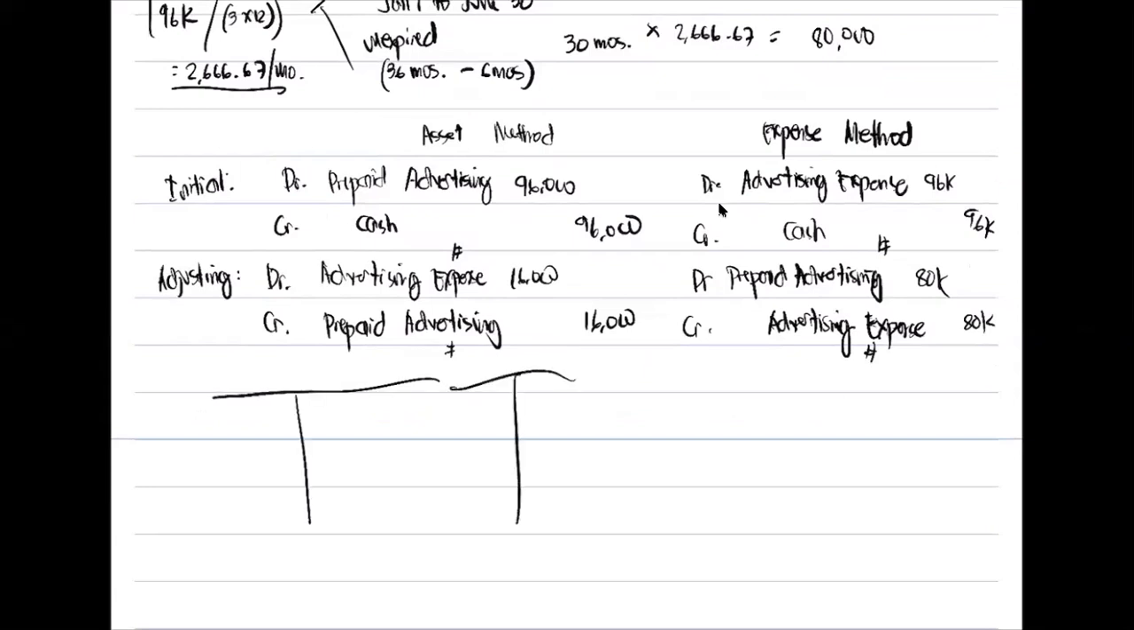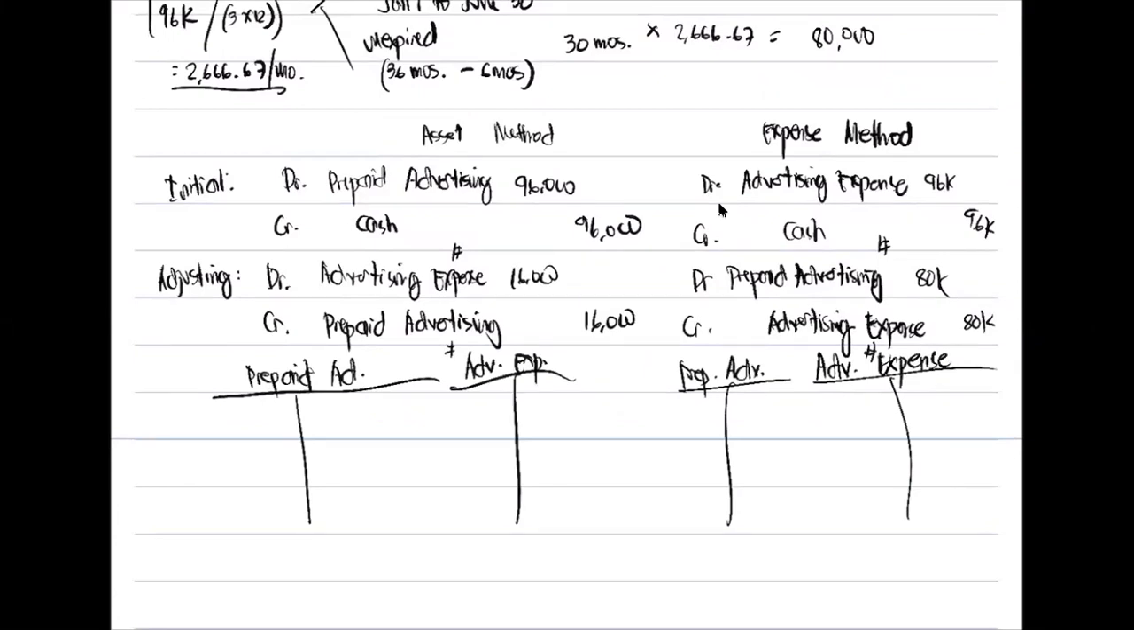So, T-accounts: prepaid advertising, advertising expense, prepaid advertising, advertising expense. Okay, so under our asset method, initially we have prepaid advertising of 96,000. And then on our adjusting, we debit advertising expense and we credit prepaid advertising. So the balance here of prepaid advertising is 80,000. Advertising expense is 16,000. We proceed to your expense method.